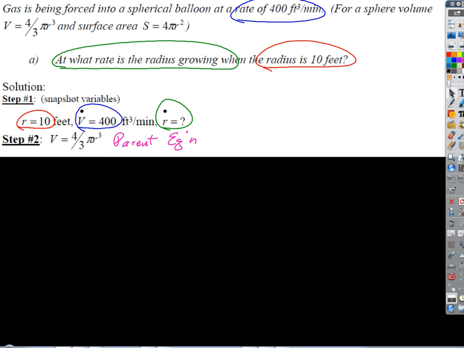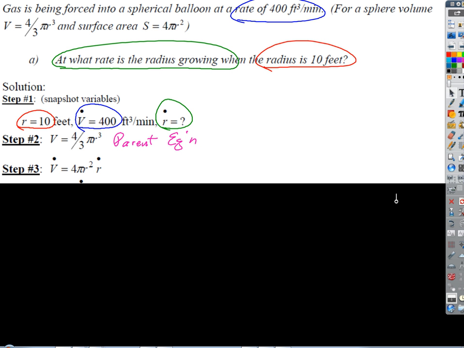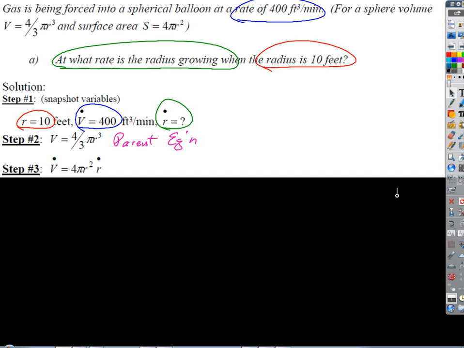Okay, step three is going to be to relate the rates. We're going to implicitly differentiate with respect to time, right? Because these are all rates with respect to time. So we're going to do this process that you've been practicing of implicit differentiation. Well, what do we get if we differentiate the left side with respect to t? We just get dV/dt, right? Or V dot. Okay, that means dV/dt, right?